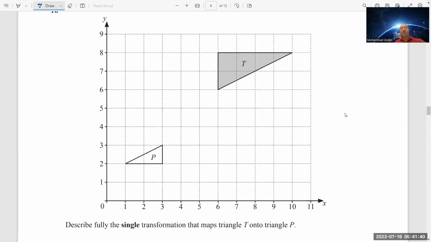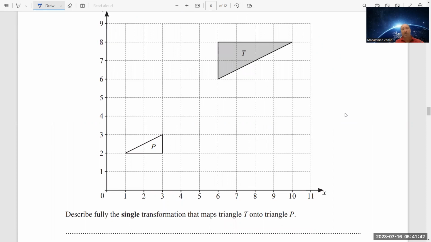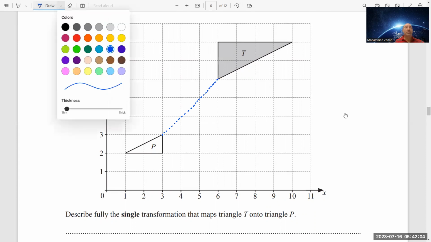I have two triangles, one bigger than the other one, so it's an enlargement. Here, I ask you about the single transformation that maps triangle T onto triangle P. In this type of question, just try to draw a line. I don't have a ruler here, I'm sorry. So first of all, draw a line by ruler from each corner to its corresponding corner.